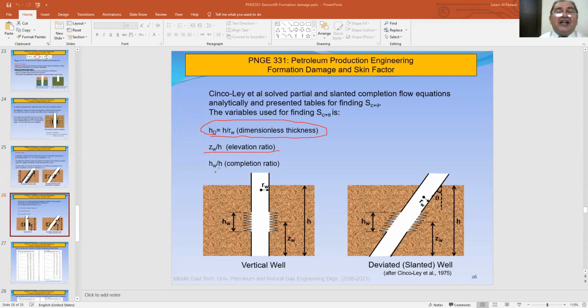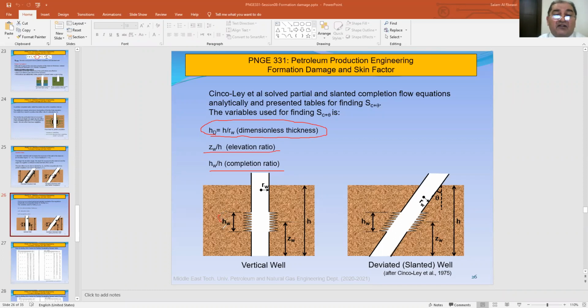And completion ratio. HW divided by H. HW is the vertical length of the perforated section. It is not the actual length. It is the vertical length of the perforated zone.